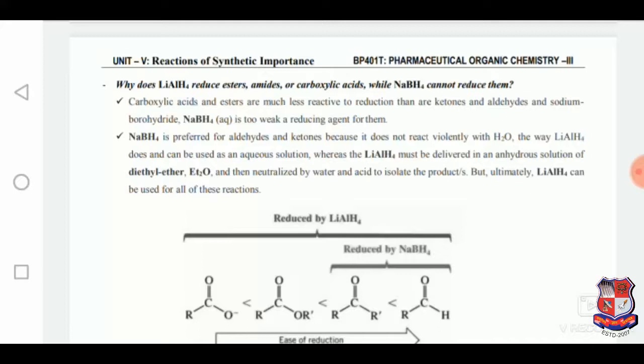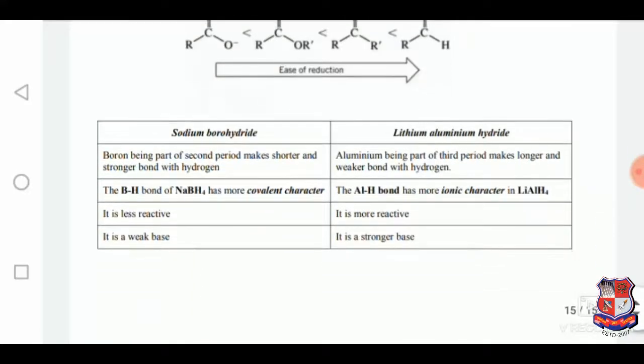Sodium borohydride is preferred for aldehydes and ketones because it does not react violently with water, the way lithium aluminum hydride does, and can be used as an aqueous solution, whereas lithium aluminum hydride must be delivered in an anhydrous solution of diethyl ether and then neutralized by water and acid to isolate the product. But ultimately, lithium aluminum hydride can be used for all of these reactions. This is the difference between sodium borohydride and lithium aluminum hydride.